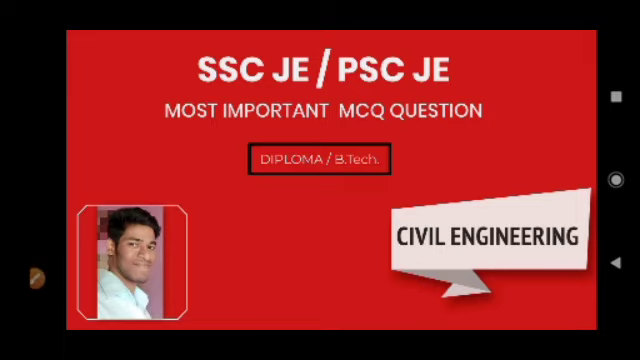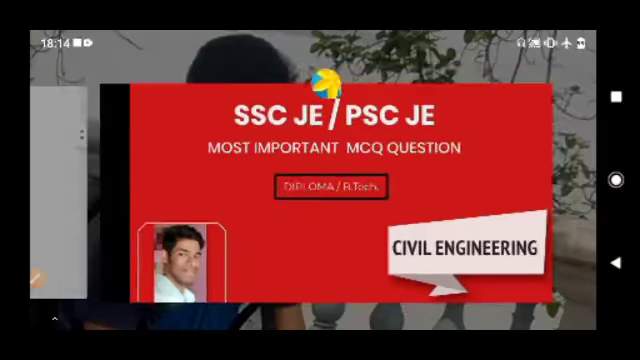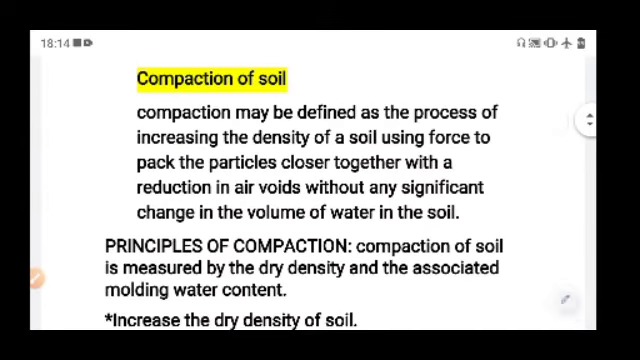Today's topic is compaction of soil. Let's start. What is compaction? Compaction may be defined as the process of increasing the density of a soil using force to pack the particles closer together with a reduction in air voids without any significant change in the volume of water in the soil. That means reduction of air voids from soil is called compaction, and reduction of water from soil is called consolidation.